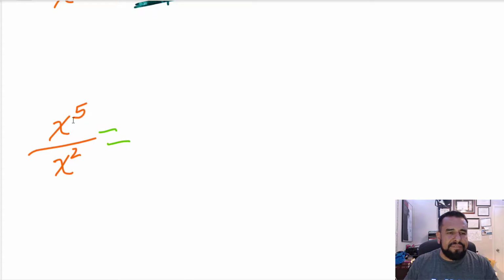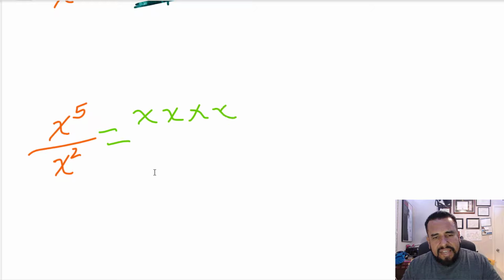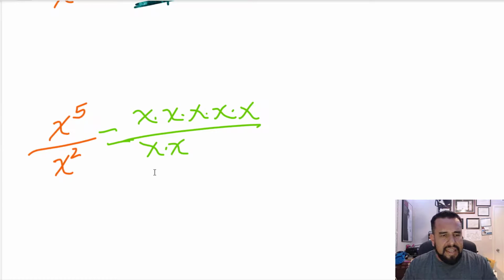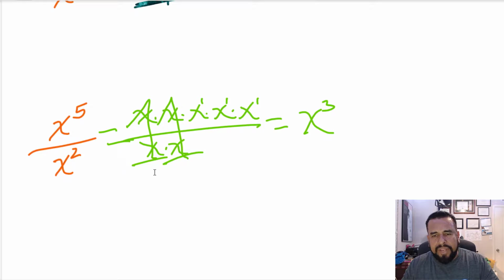All right, so we got the same thing here. Now we have x to the 5th power and x to the 2nd power. Once again, what does it mean? X times x times x times x times x. That's 5 x's being multiplied together over x times x, 2 x's. So right here, this becomes a 1. This becomes a 1. And this is 1, 2, 3. Therefore, we have x to the power of 3.